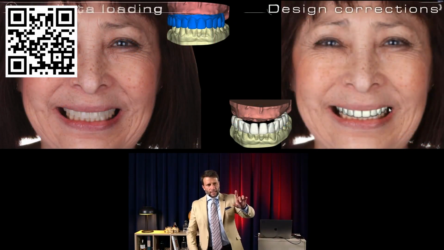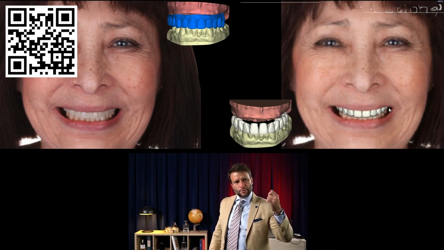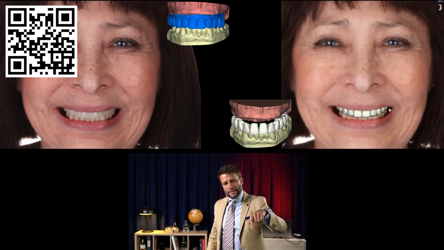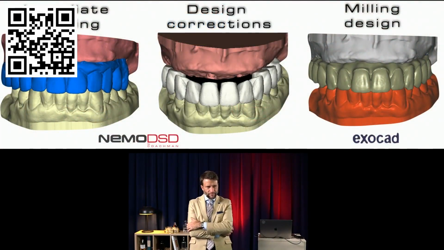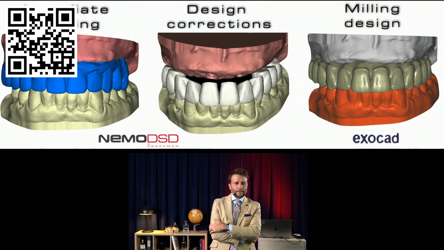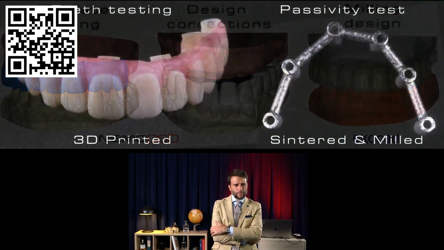So in blue is the scanning of the immediate loading prosthesis, and in white is the new design of the final prosthesis. Copy paste. Okay? And then the file that goes for the milling.